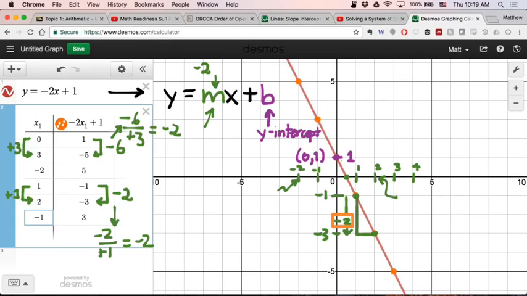That -2 is a measurement somehow of, let's call it, the angle of this line. It tells me that this line is decreasing as it goes from left to right, and the rate at which it is decreasing is incorporated by this number -2. It's the ratio of the differences in the y-coordinates to the differences in the x-coordinates. We call that the slope of our line.